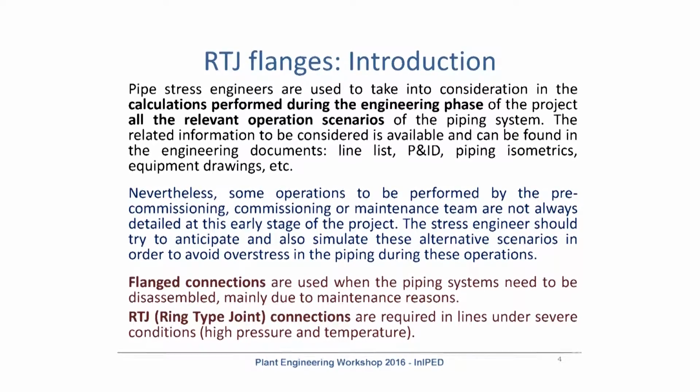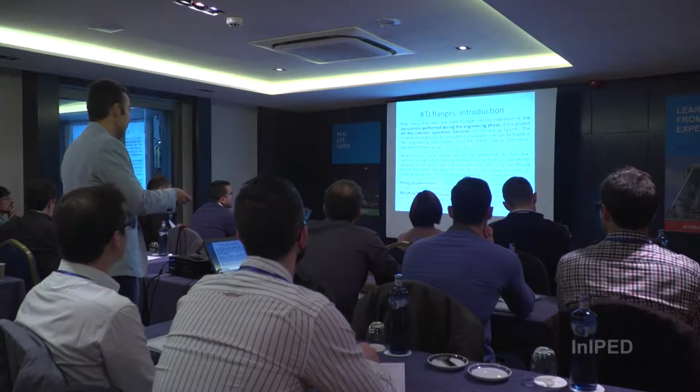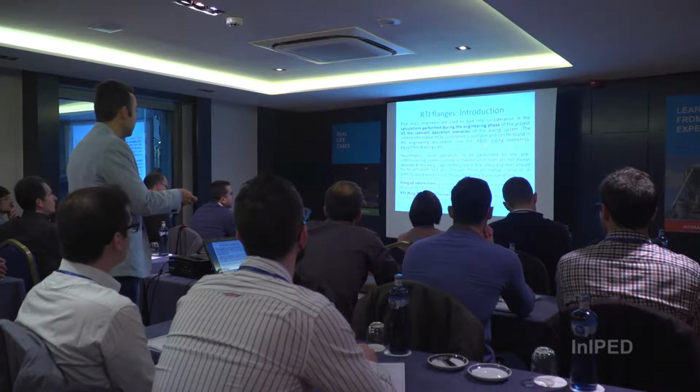In the calculations performed during the engineering phase, normally we analyze all the relevant operating scenarios of the piping system that are expected during the operation. And this information is available in, let's say, other engineering documents developed by different disciplines, such as line lists, P&IDs, isometrics, etc.